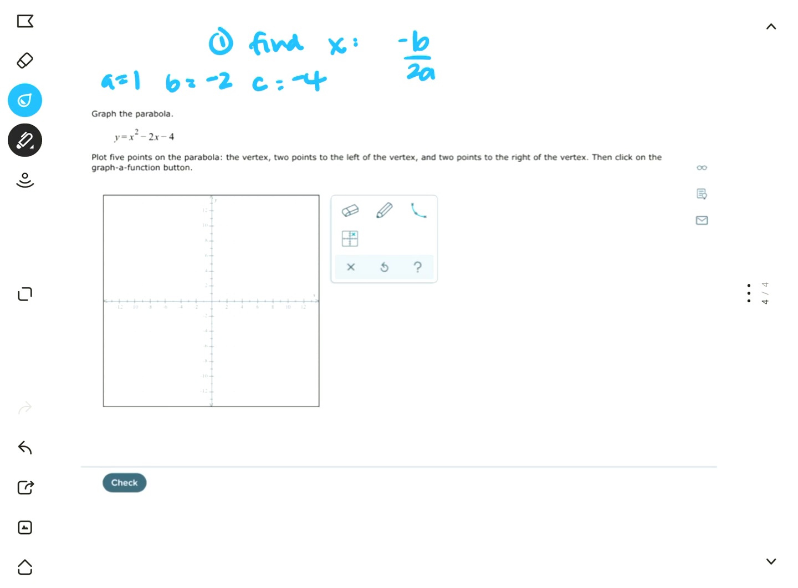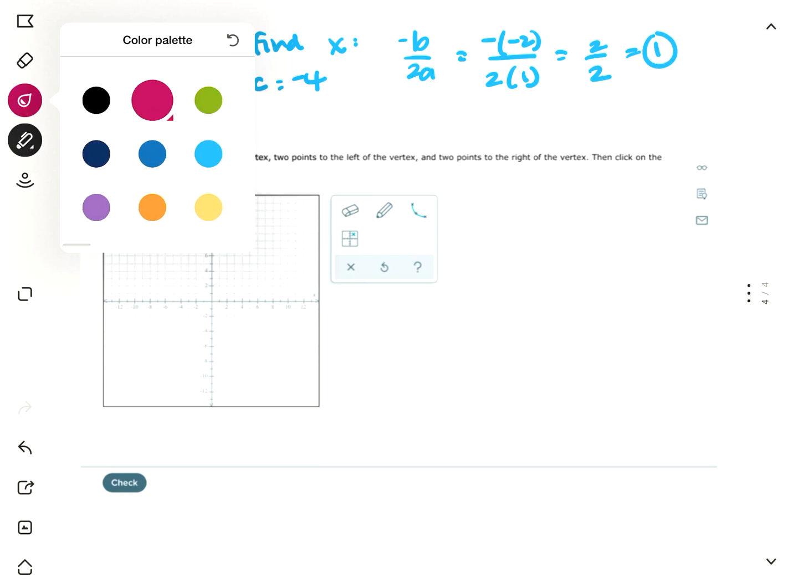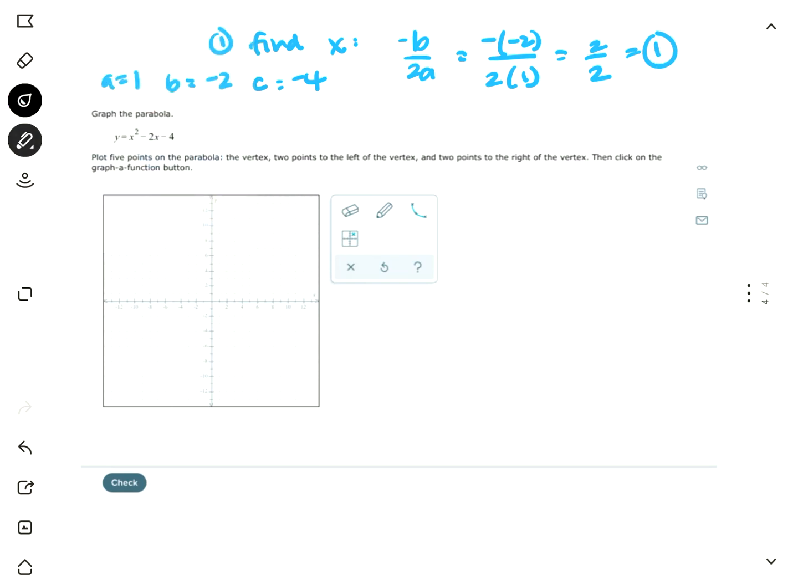All right, so if we're substituting in, then we have our b is -2 over 2 times a, which is 1. So we have +2, the double negatives cancel out. 2 times 1 is also 2 on the bottom. So we're going to have 1 for our x value. That's going to be for our vertex.